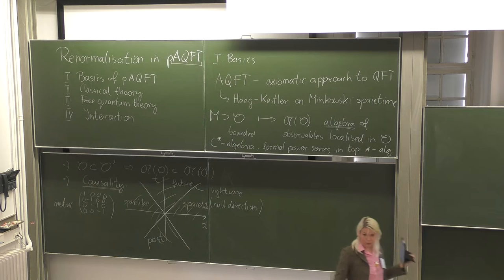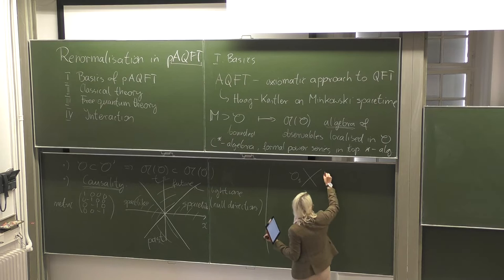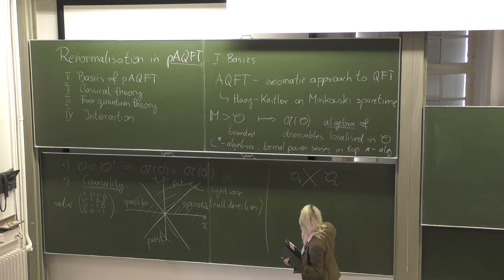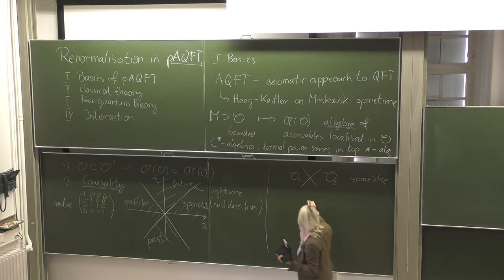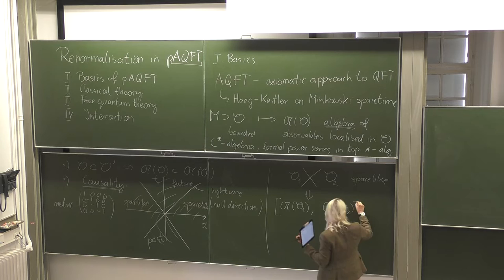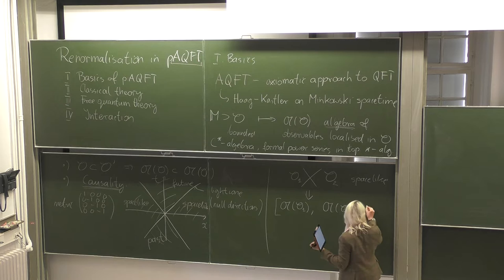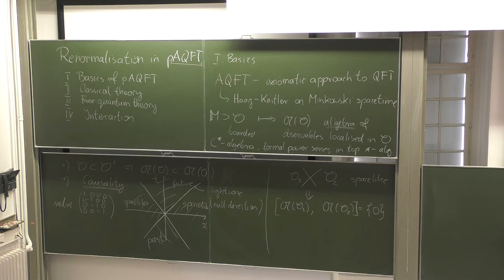Now, as I said, things that happen space-like shouldn't know about each other, shouldn't talk to each other. So causality tells me that if I have two space-like regions, O1 and O2, and the notation we use in AQFT to denote space-like regions is this cross, which kind of looks like a light cone, then the corresponding observables should commute. They should be independent measurements in a way. So that's causality. All right, and there is another axiom that I want to mention, which has something to do with dynamics, which is called the time slice axiom.